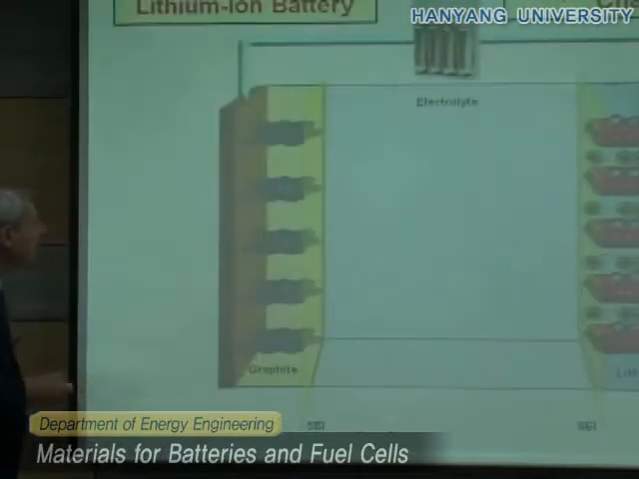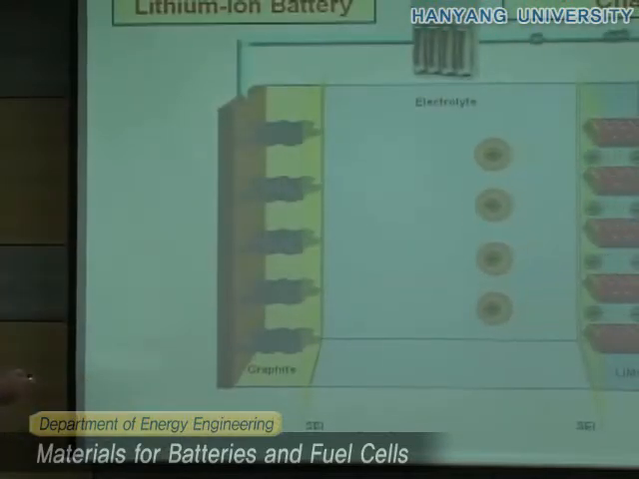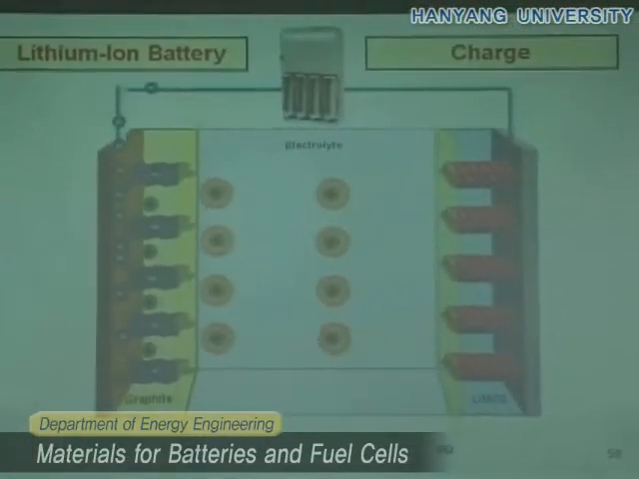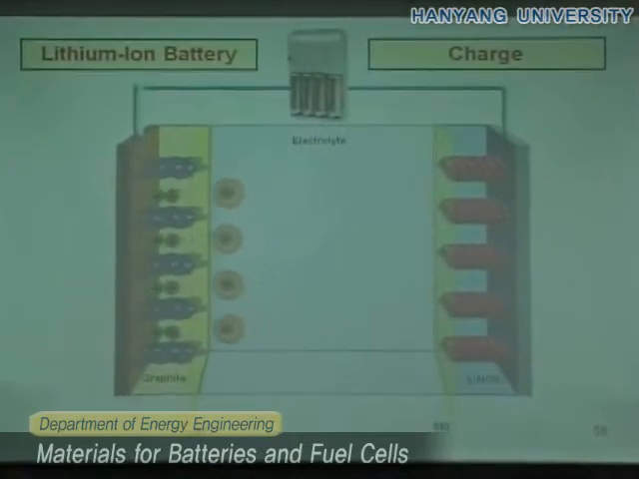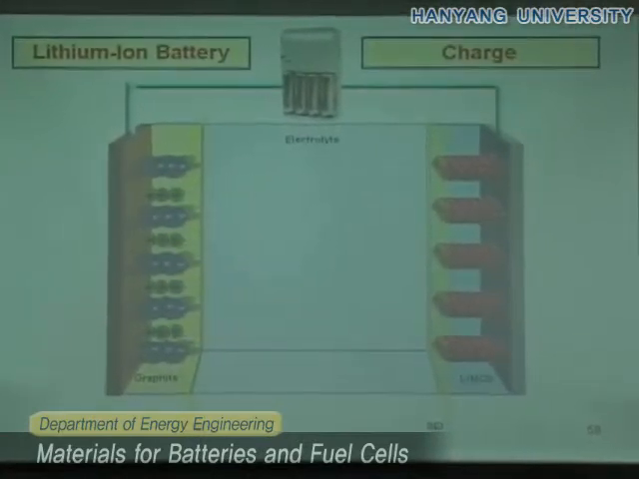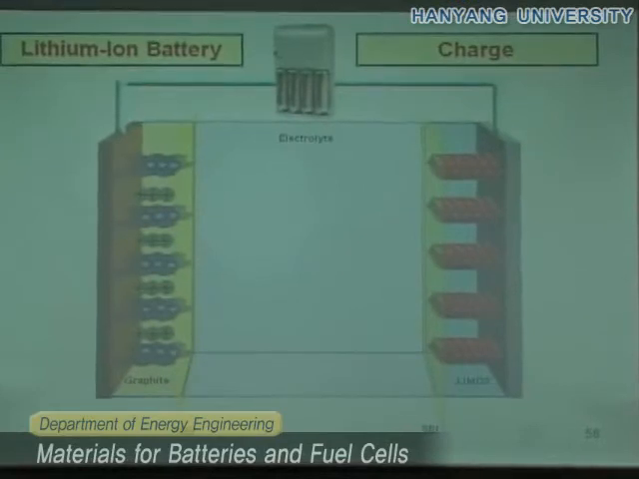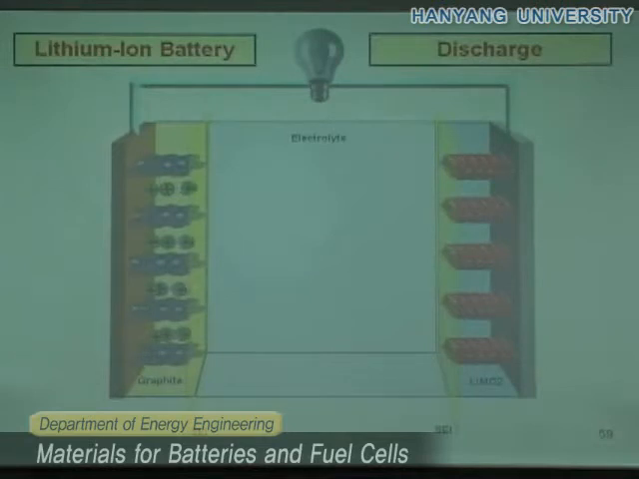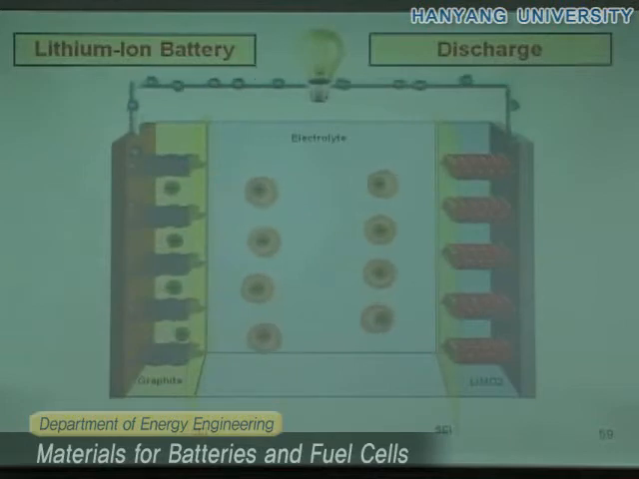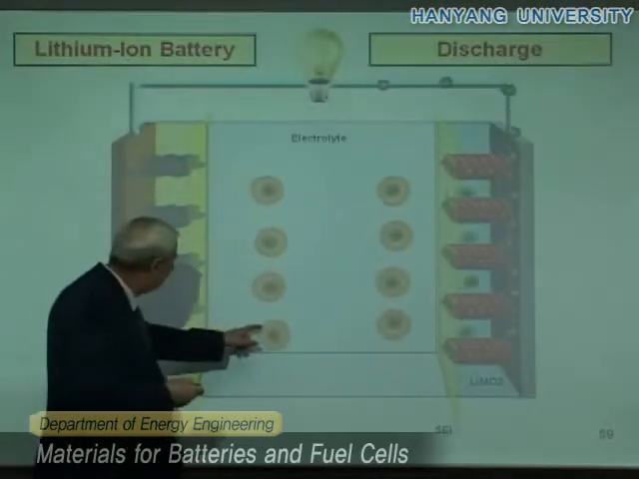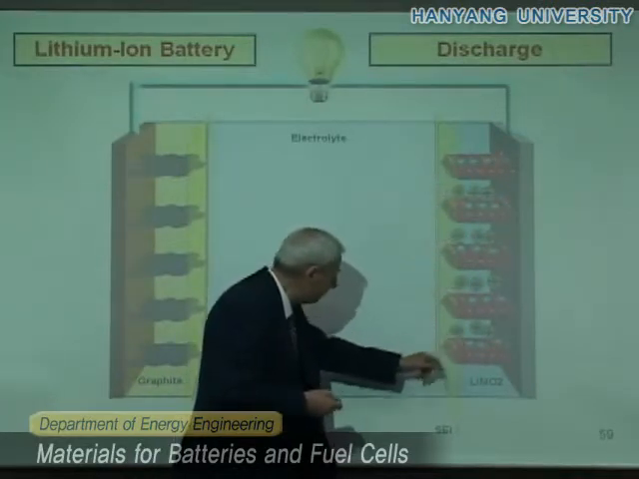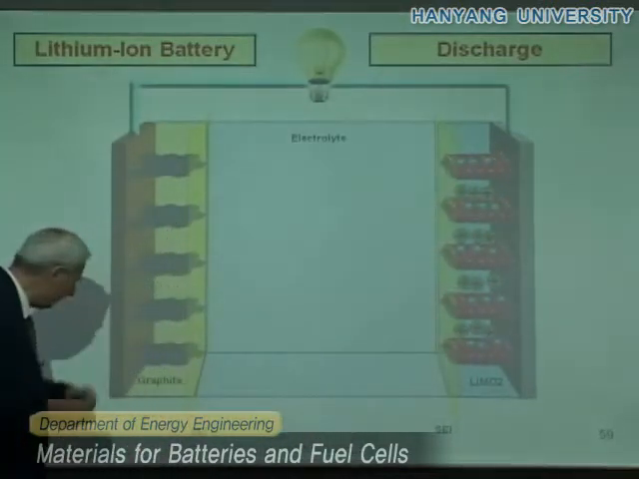I think they have some animation here. You see that in charge, the electrons and lithium ions go away from lithium cobalt oxide and get into graphite. You have seen that, this is charge. This discharge is just the opposite. You see that the lithium ions are solvated here, but they get inside with no solvation. This is very important.